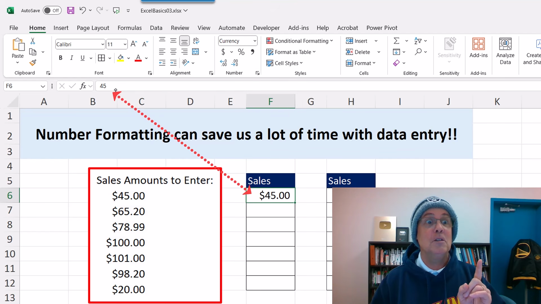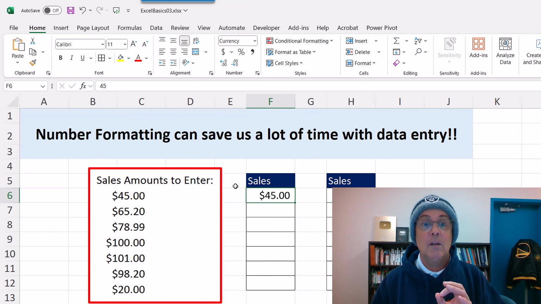But look up into the formula bar. Excel only stores significant digits. There are 4 characters, $, decimal 00, not stored in the cell. That is just number formatting.